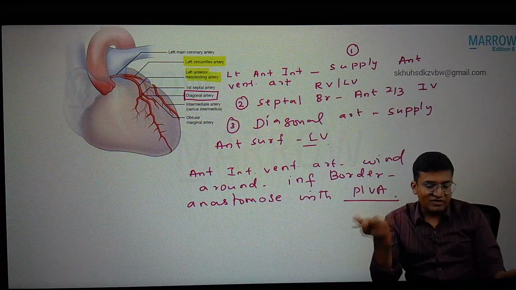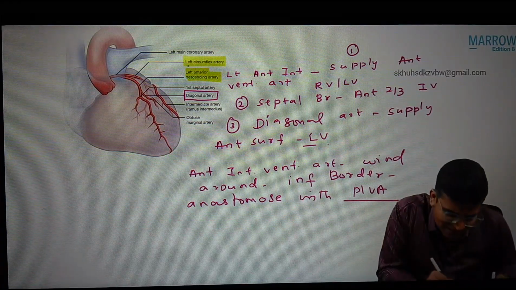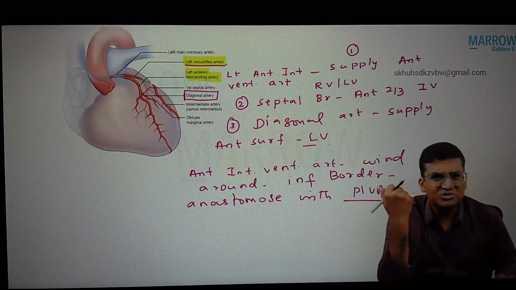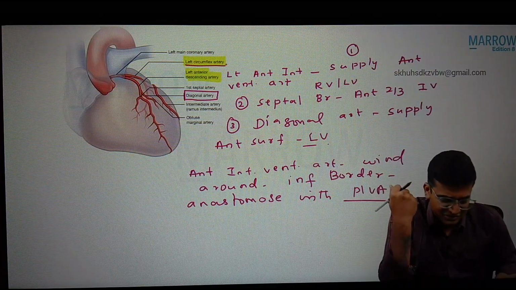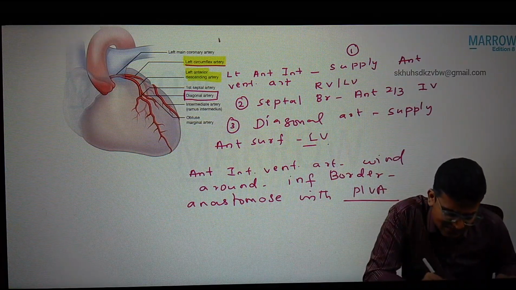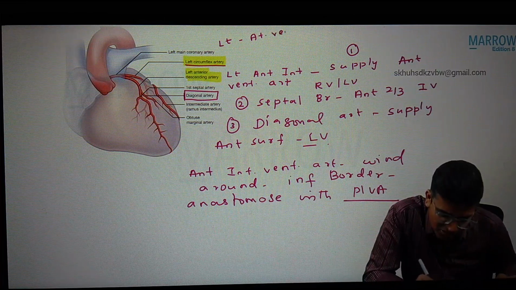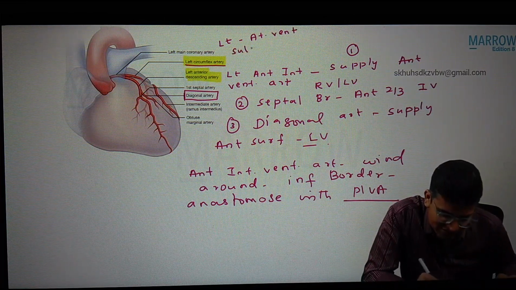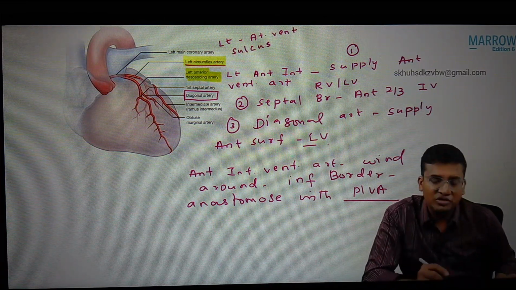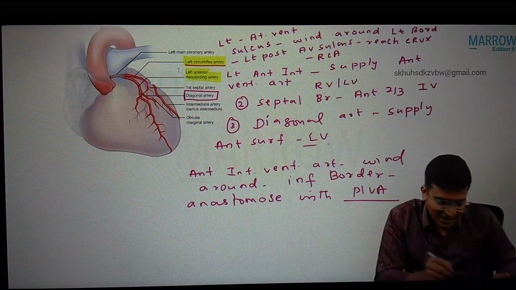Next one, the circumflex artery. The circumflex artery is very simple. Again, the course is not that important. The circumflex artery begins at the left atrioventricular sulcus. Now see the circumflex artery.